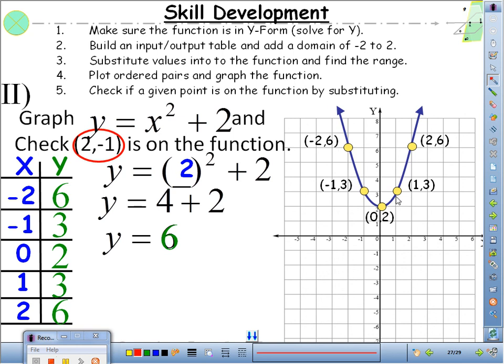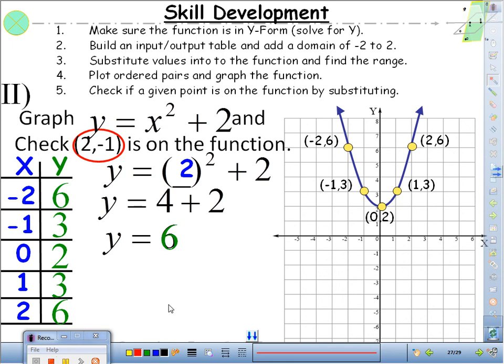Where does it cross the y-axis? At 2. And what is this? Remember when linear equations, the last part was our y-intercept? So what if this was negative 5? Where will it cross? Negative 5.